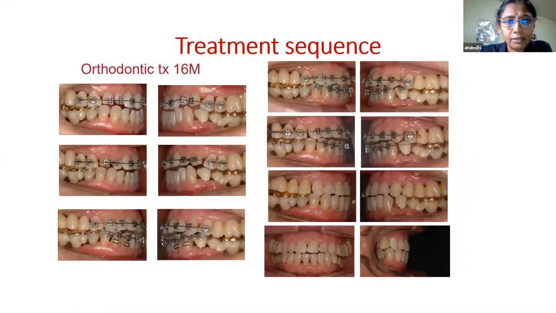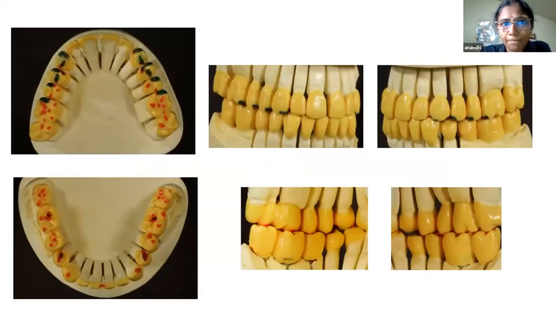Right, and after that he went through orthodontic treatment. Yeah, so this is the multi-loop arch wire that I talked about. We bend our own wires. We do that, and then the final was done after treatment.